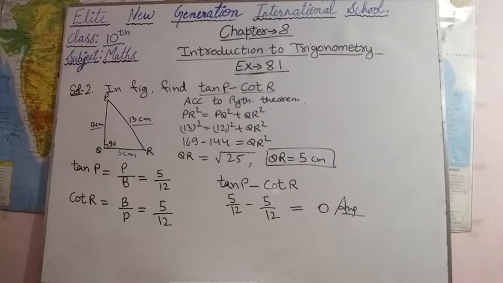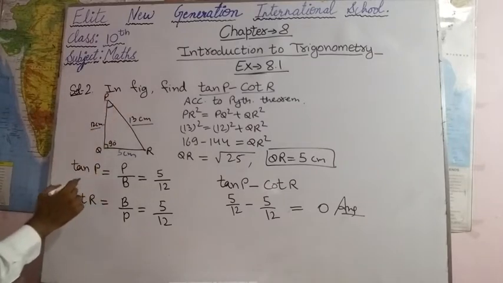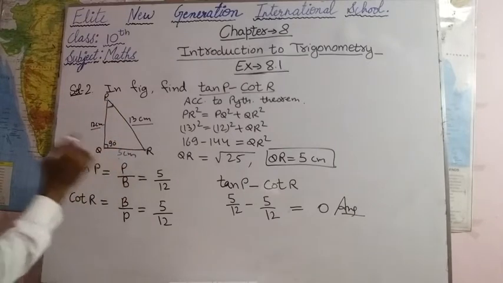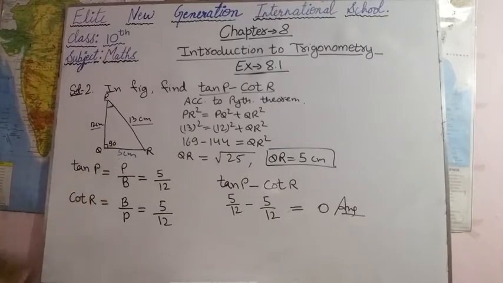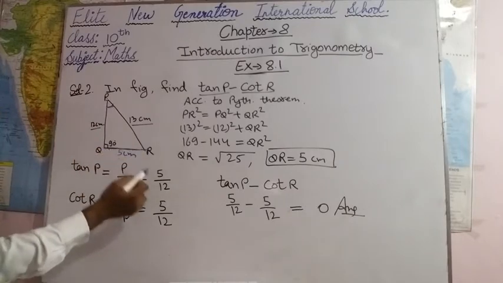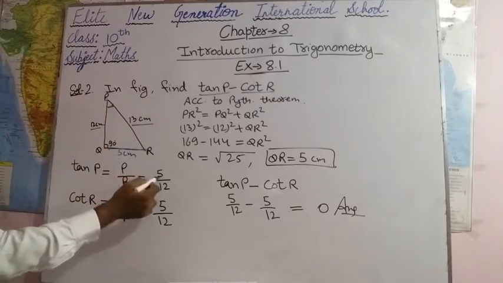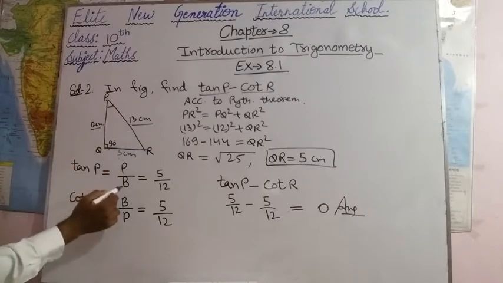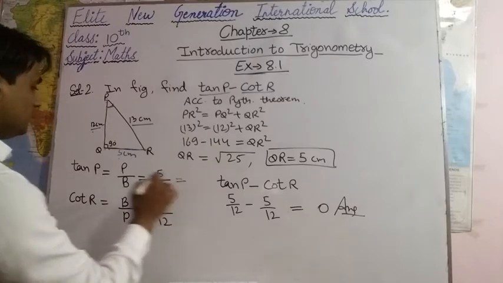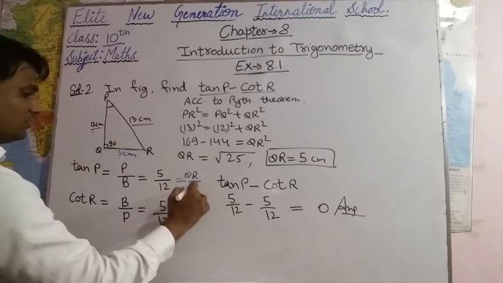Now first of all we will find the value of tan P. As we know tan P, that means we will consider this angle, and if we are considering angle P, then here PQ will be base and QR will be perpendicular. So tan P is perpendicular upon base and we are taking this angle, so here perpendicular will be QR. So the value of QR is 5, perpendicular will be 5 and base will be 12. So we can say it will be 5 upon 12. Here we can also write perpendicular will be QR and base will be PQ.